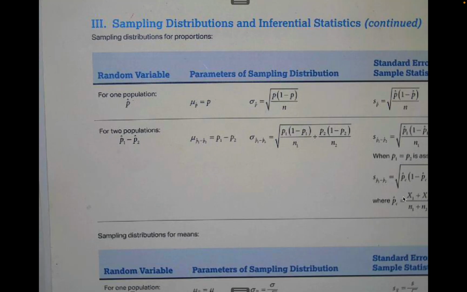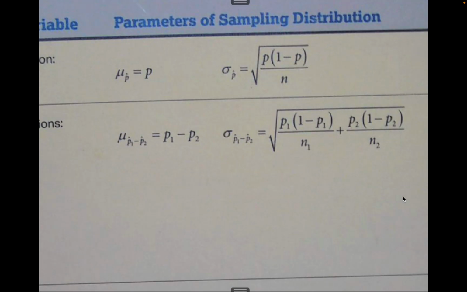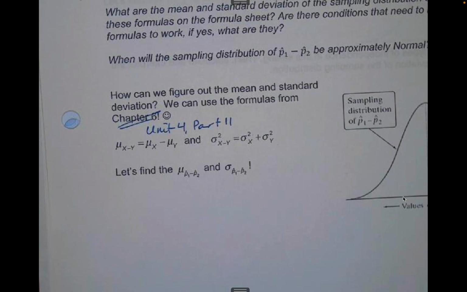The formulas are on the formula sheet. I'm going to derive them for you below. So the mean of p hat 1 minus p hat 2 is just the difference in the two proportions. The standard deviation of p hat 1 minus p hat 2 looks similar to the earlier formula. You notice you have some 1s and 2s in there. Again, the formulas are on the formula sheet. You don't have to memorize them. I'm going to go through where they come from down here. The formulas are from Unit 4, part 2.